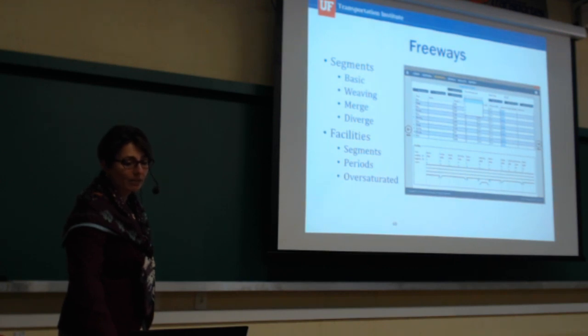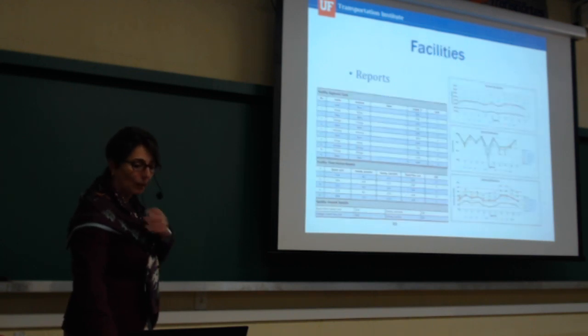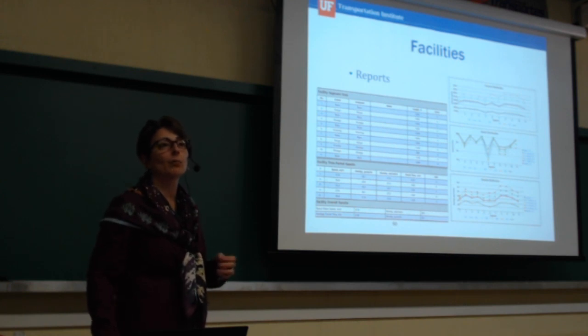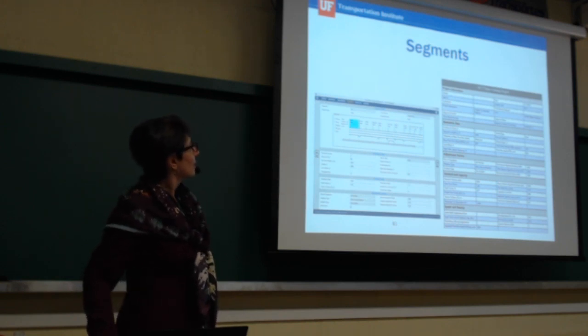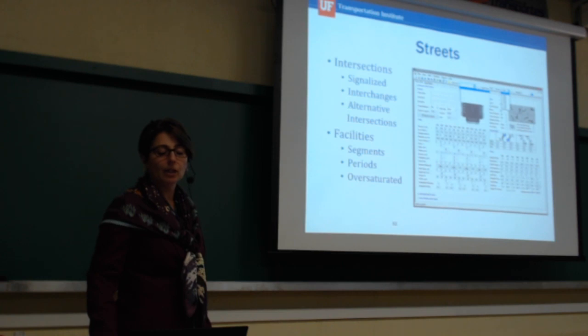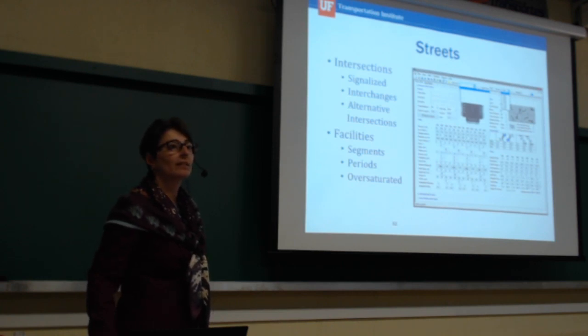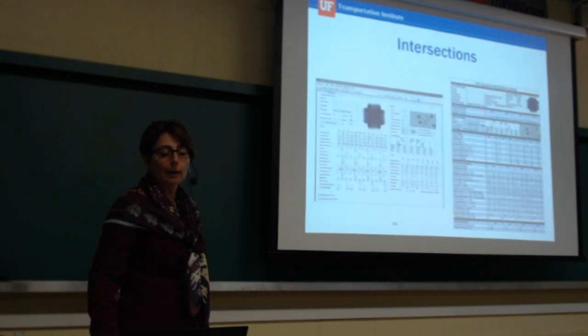You can analyze freeways, all the different segments, including the freeway systems analysis. This is the freeway facilities report. You can get all the reliability-related measures. You can get segment information. This shows just an input screen and an output screen and performance measures. And for streets, this is the arterial streets results and screens. Interchanges, signalization information and graphics related to that, and intersections.